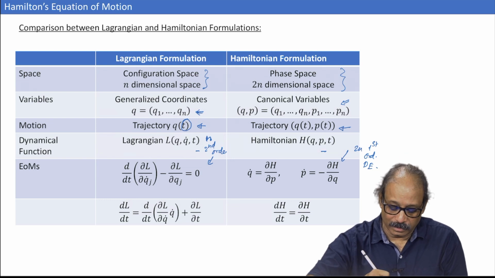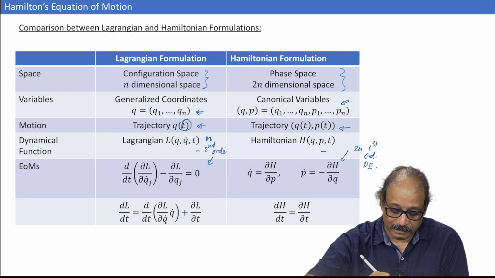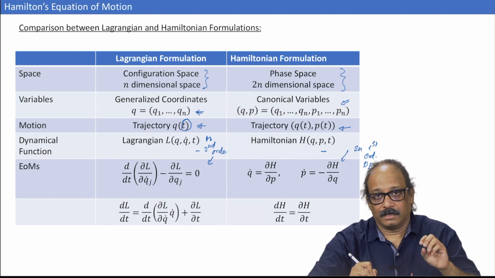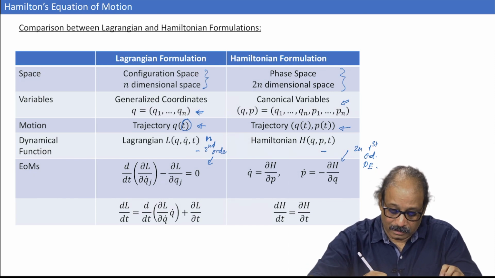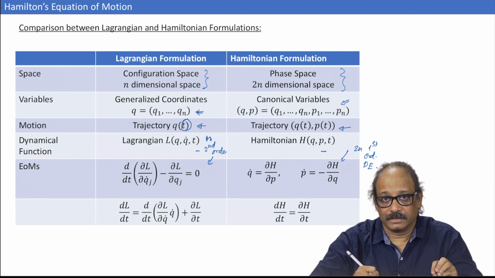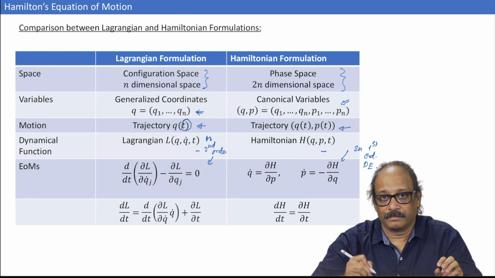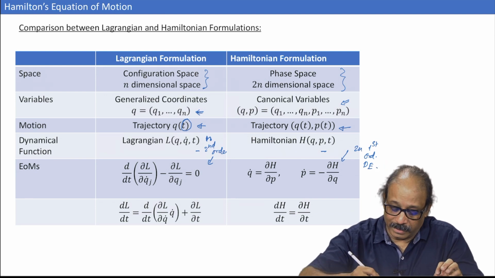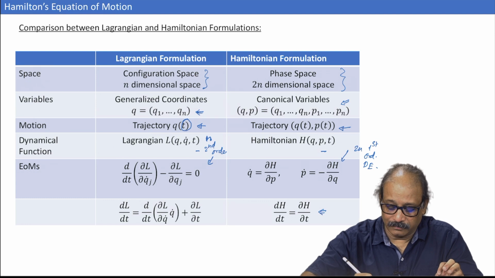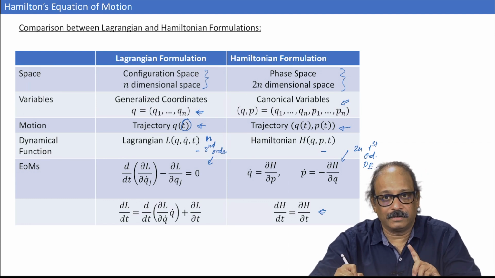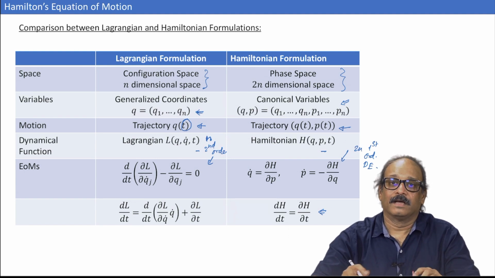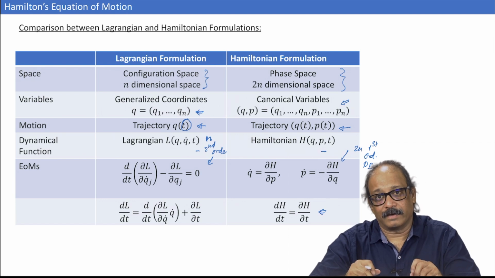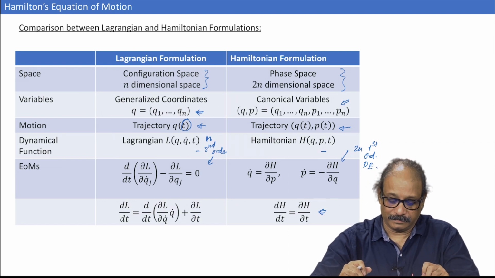Okay. And for completeness' sake, I have also written the time derivative of the Lagrangian and the Hamiltonian. And if you notice here, if the Lagrangian is independent of time, then what remains conserved is not the Lagrangian itself, but p q dot minus L, which is the energy function. Whereas, the good thing about the Hamiltonian formulation is that if the Hamiltonian is independent of time, that is, it does not explicitly depend on time, then the Hamiltonian itself is the conserved quantity. Okay.